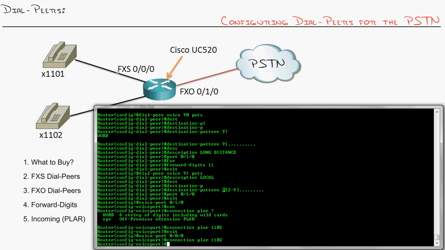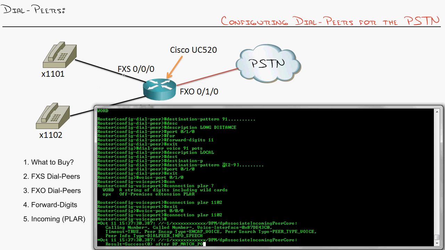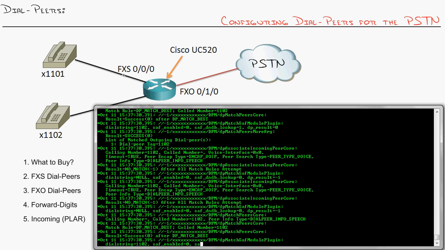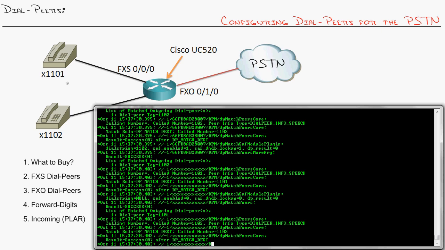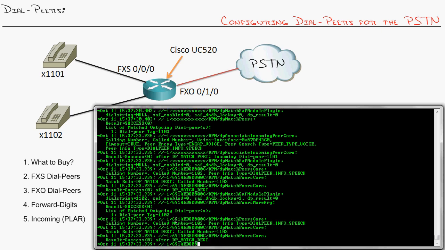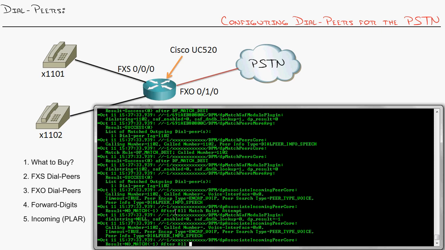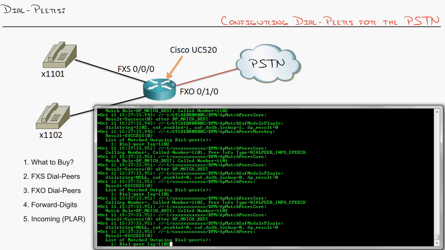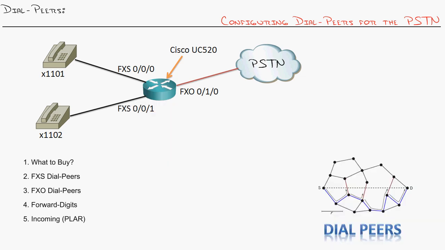So as soon as I lift this up, watch this, I'm going to lift up the handset. You see that? Hang it up. Lift it up again. Hang it up. And I fill my screen with debugs because it's showing me, oh, you placed the call from 1101, 1102, it's scrolling across the screen. So the beauty is now I could actually receive a call from the outside world on my FXO port and it routes it to an internal extension. Amazing. That's configuring dial peers for the PSTN in a nutshell.